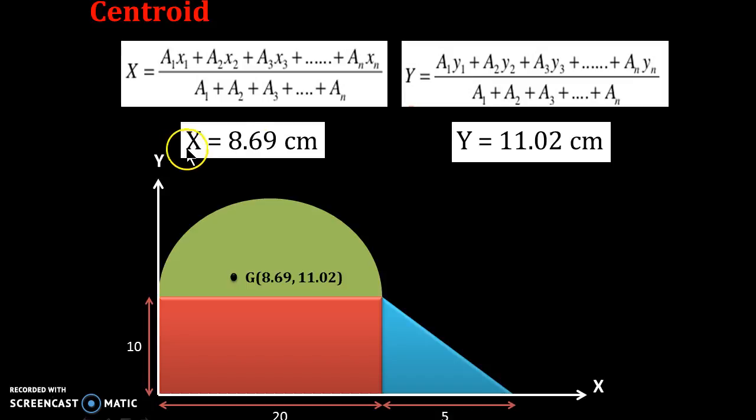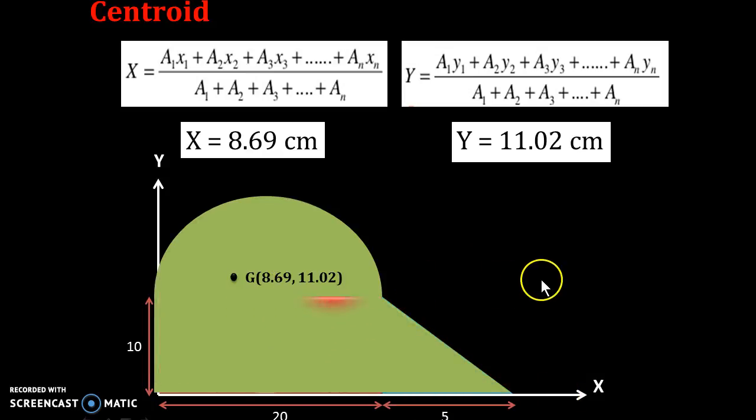So finally we get x equal to 8.69 and y equal to 11.02 centimeters, somewhere over here. So finally, for the whole shape, we found the centroid of this uneven shape in centimeter. Thank you.